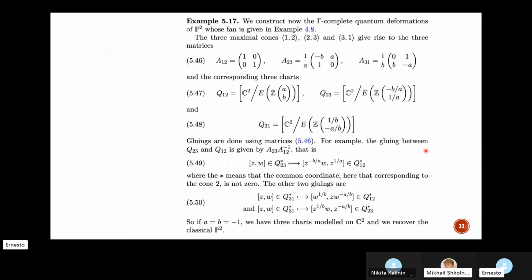So here is an example of P2. And there are 3 maximal cones. The fan looks combinatorially the same as for P2. But now H goes from Z3 to R2. And every one of the basis vectors of Z3, of the integers to the third power, goes to the 3 cones in R2.